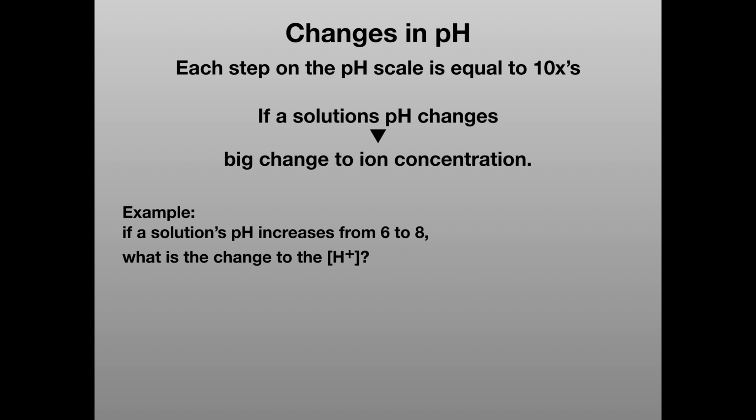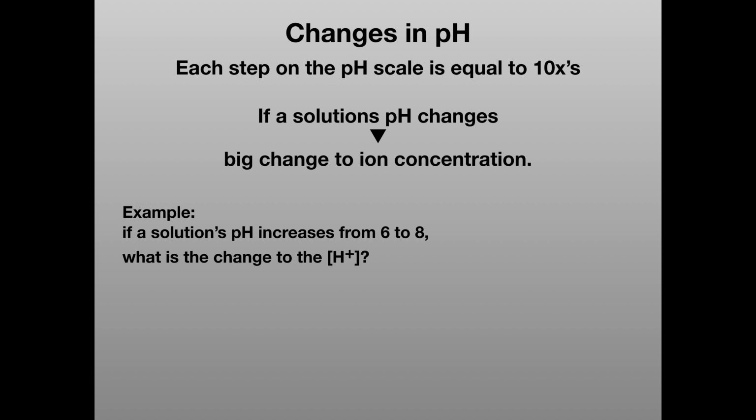Changes in pH in living organisms can be very dangerous, since each step in that pH scale is equal to a 10-fold change in ion concentration. Changes in ion concentration can cause damage to proteins, nucleic acids like DNA and RNA, and even lipids. So let's work through a couple of examples. Again, we're going to do the math to see how big these changes are.